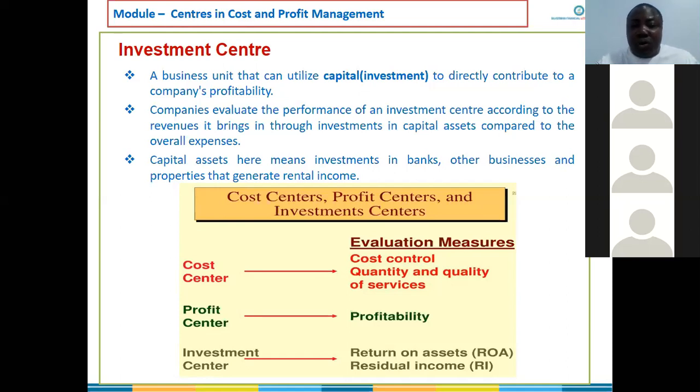But if you go to other institutions, there could also be an investment center. If it is a company that deals in investments, they may have an investment department. Then they may have the loans department. Then they may have an equity department, something like that. Are we clear about this?